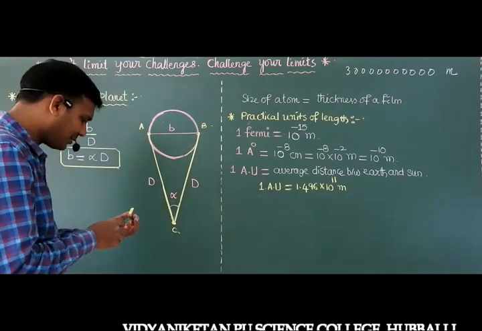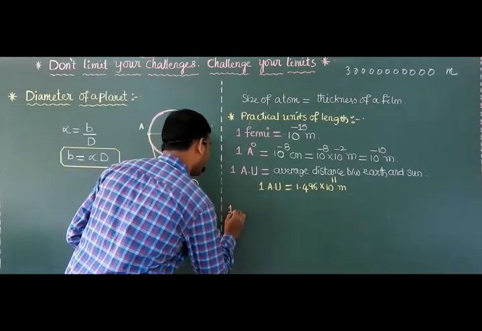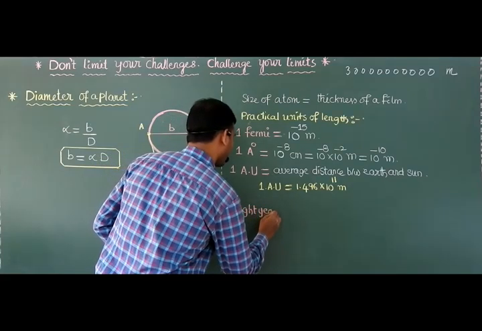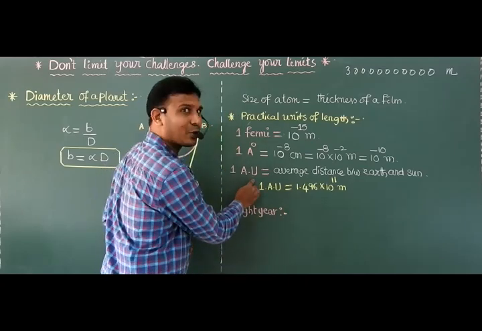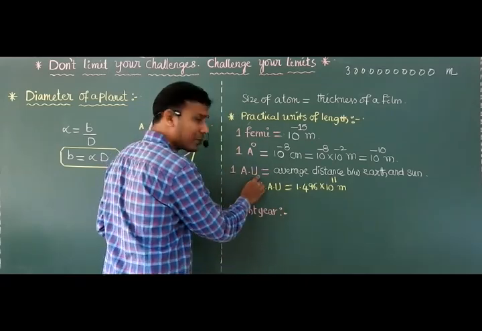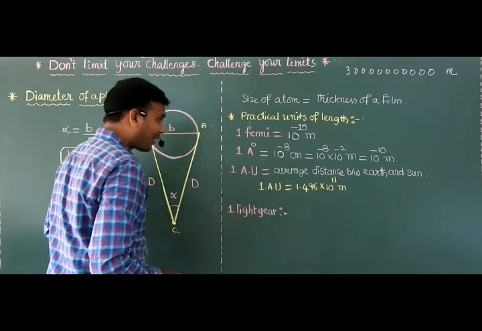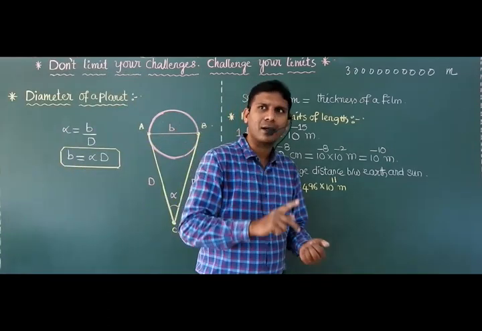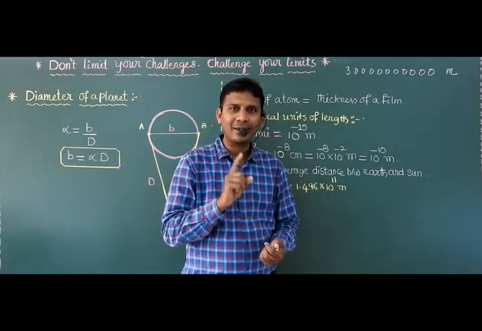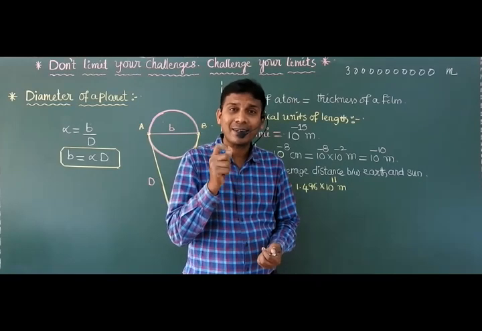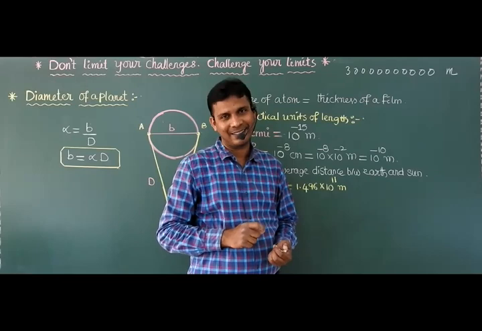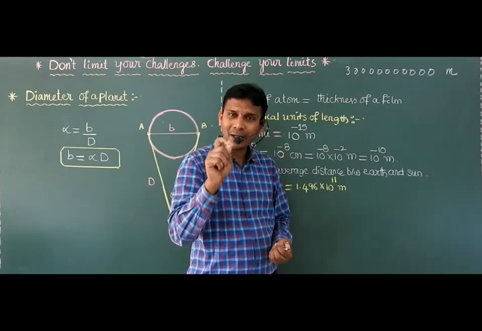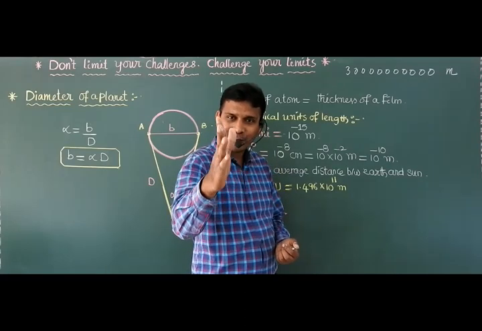Okay, fine. The next one: 1 light year. This is 1 astronomical unit. Please write down the full name: astronomical unit, 1 angstrom, 1 light year. Sir, what is 1 light year? Light year is nothing but the distance covered by light with the speed of 3 into 10 raised to 8 meter per second in 1 year.